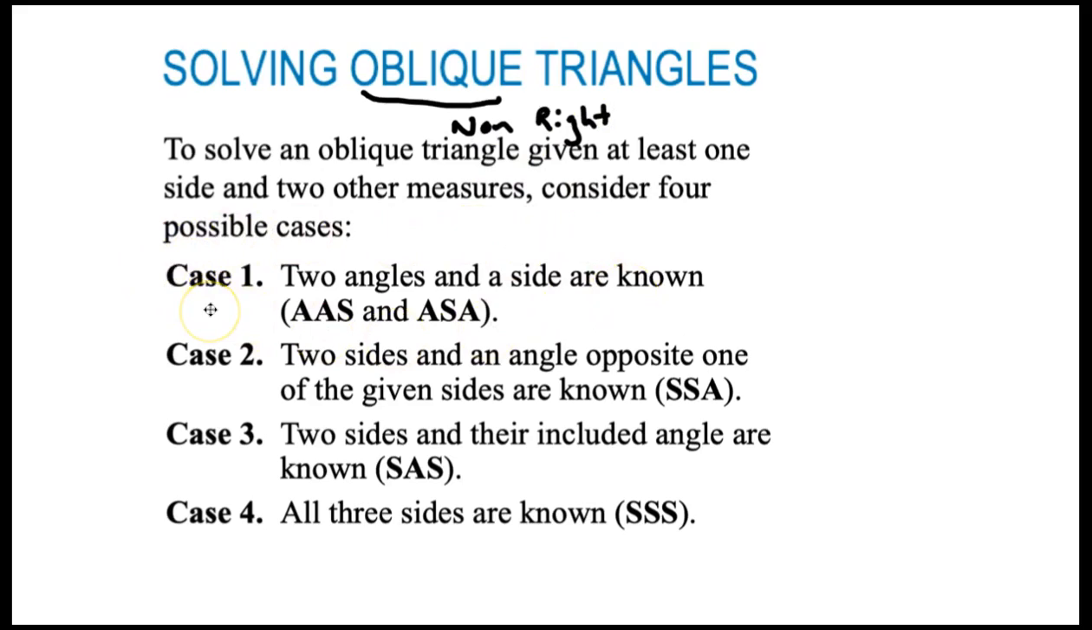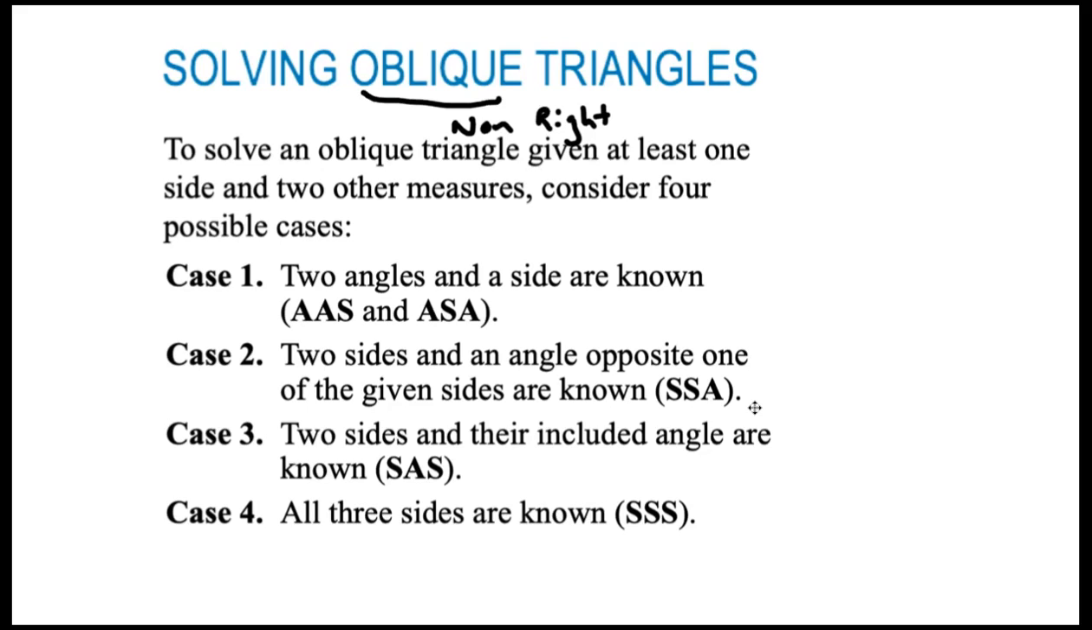All right, so the four possible cases are: we know two angles and one side of the triangle, and we can then find the other angle and the other two sides. The second case is if we know two sides and an angle that's not in between those two sides. The third case, two sides and the angle that is in between them. And the final case, all three sides are known.